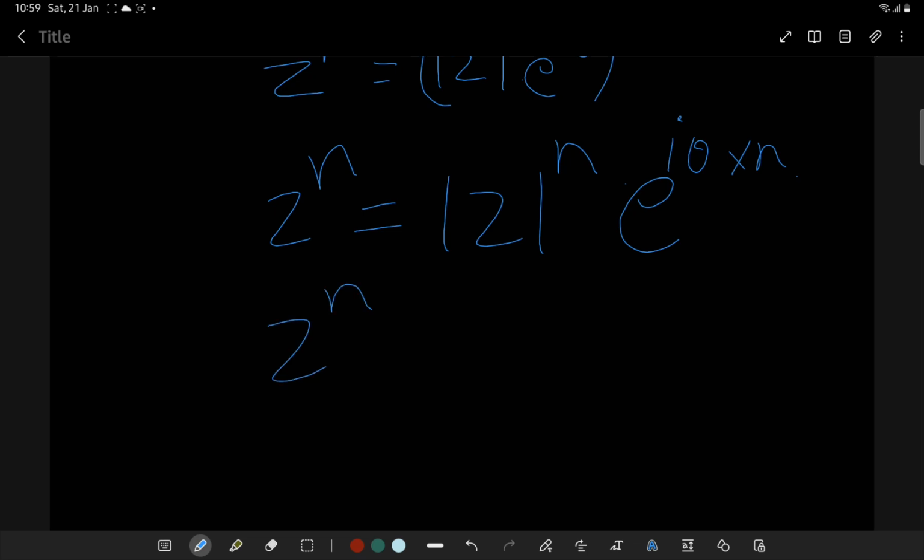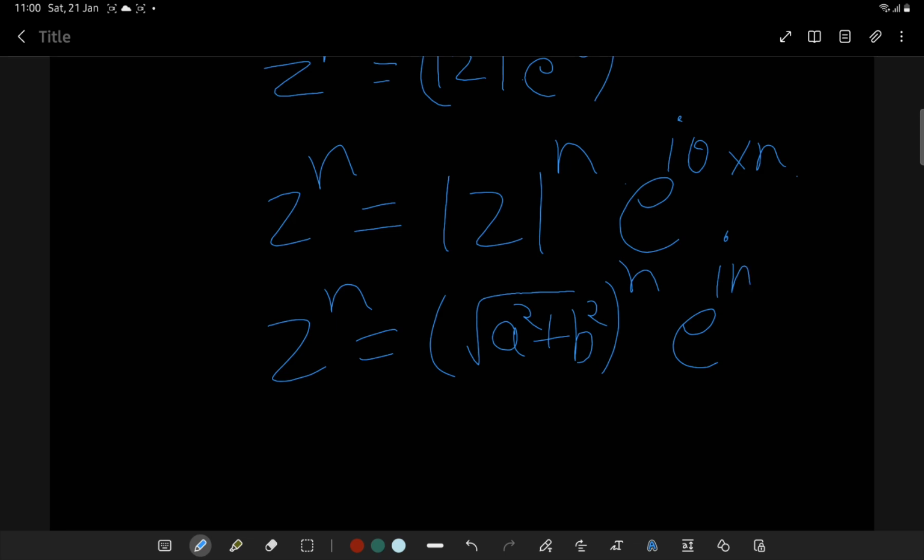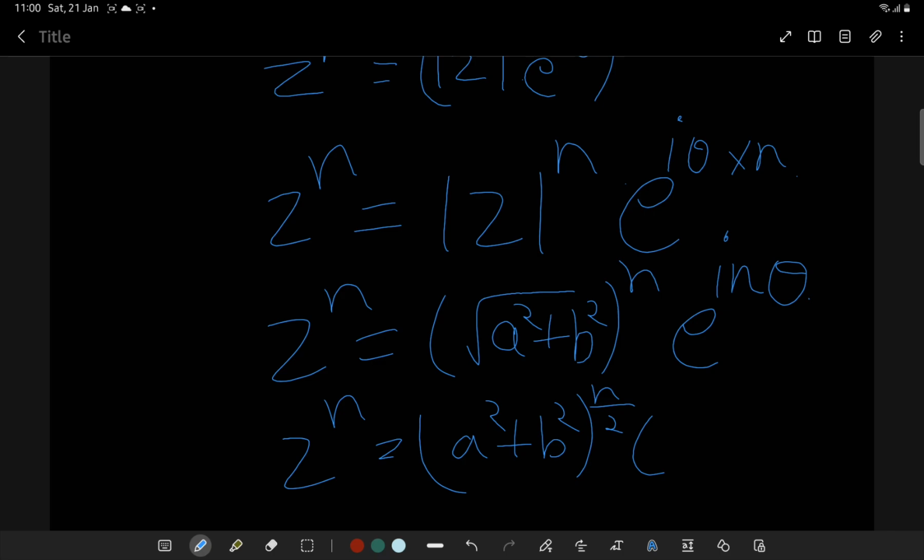Now we can simplify this as root of a square plus b square power n into e power i n theta. This is nothing but z power n is equal to a square plus b square power n by 2 into cos n theta plus i sin n theta. This is also called De Moivre's rule, but we do not need to remember it. We can easily get it using the law of exponents.